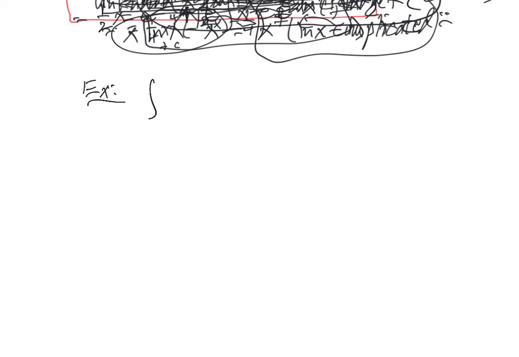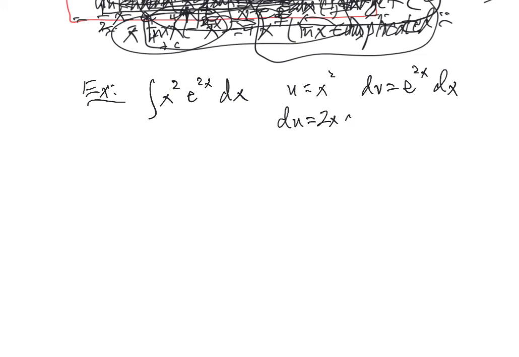So x squared e to the 2x dx. It's similar to one we did earlier. I'm going to let x squared be my u, and dv is going to be e to the 2x dx. And then du is the derivative, 2x dx. V is the antiderivative, 1/2 e to the 2x. If you're not sure, check that out.